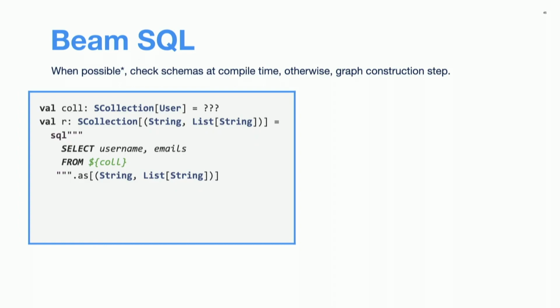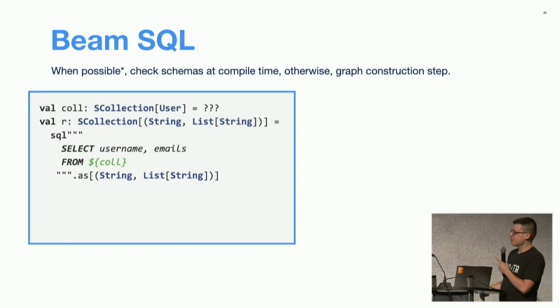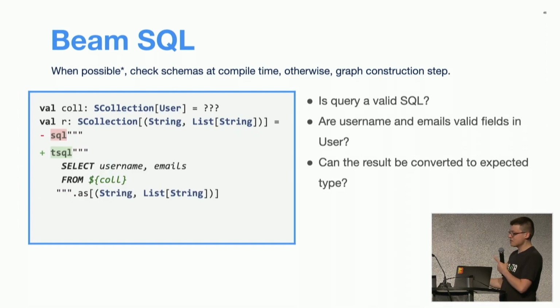What it allows you to do is reference PCollections from SQL strings using $. So you can actually do a join or much more complicated examples in this syntax. And it would actually do type checks, because there are many things that can go wrong. For instance, the queries that we write may not be valid SQL queries, or we don't actually know that our user collection has username and email fields, or even if they exist, the types can be different.